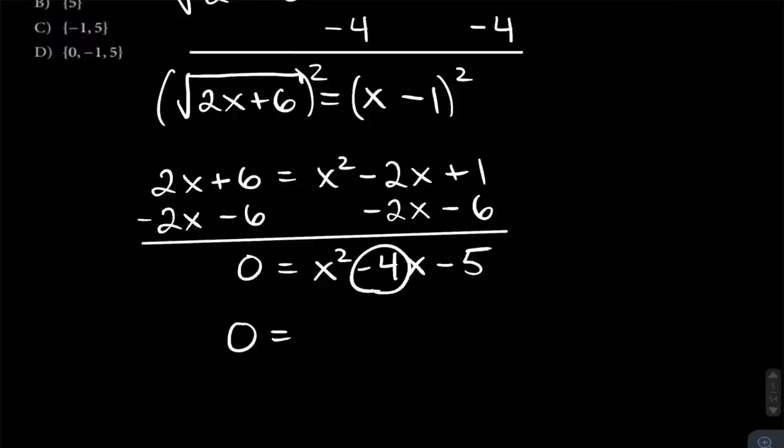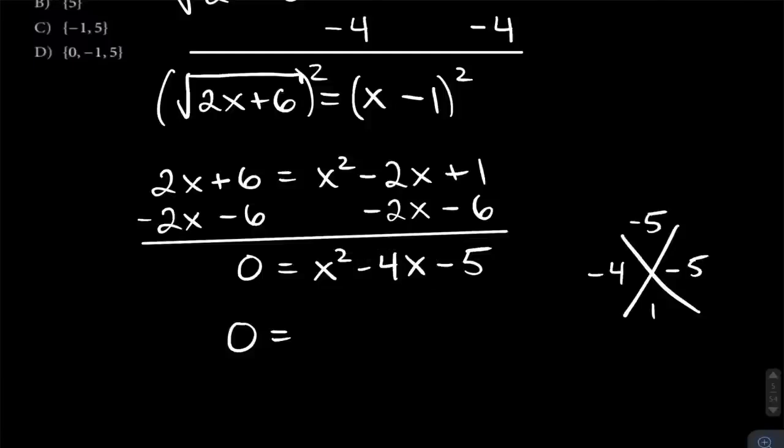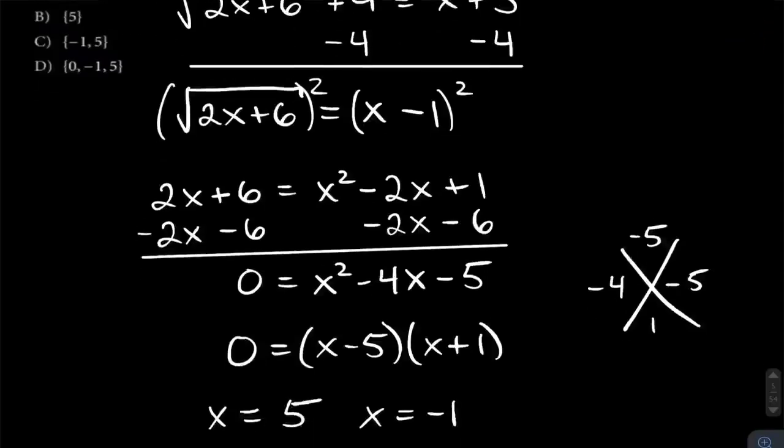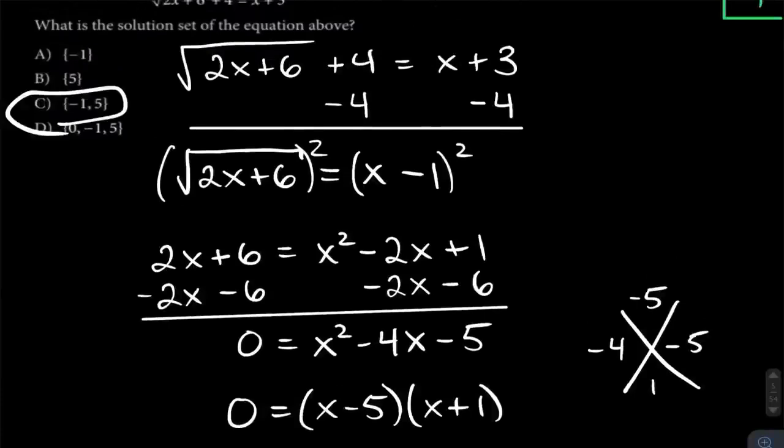What two numbers add to be -4 and multiply to be -5? I like to put that in a little x thingy. Well, that's going to be -5 and +1. So we can factor this into x minus 5 and x plus 1, meaning that x is going to equal 5 and x is also going to equal -1. Okay? So that's it, that's our answer. It'd be -1 and 5, which would be choice C.